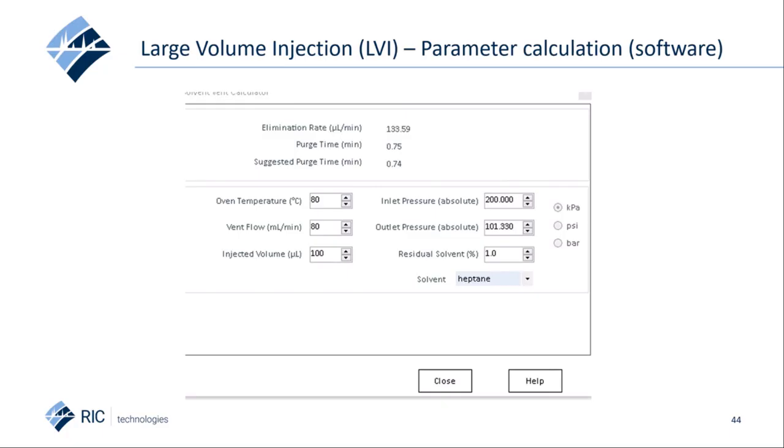Several calculators assist in calculating the allowed injection speed of our liquid sample amount. Based on the type of solvent, evaporation temperature and the pressures applied, a certain injection speed is proposed, resulting in a certain vent time depending on the volume injected. This is a start in optimizing an LVI injection method.